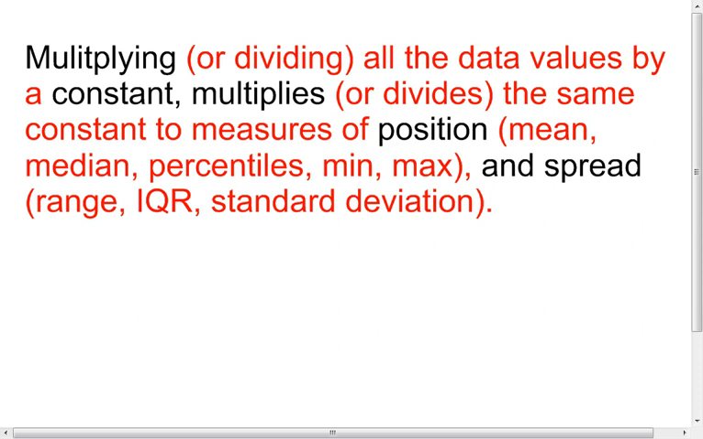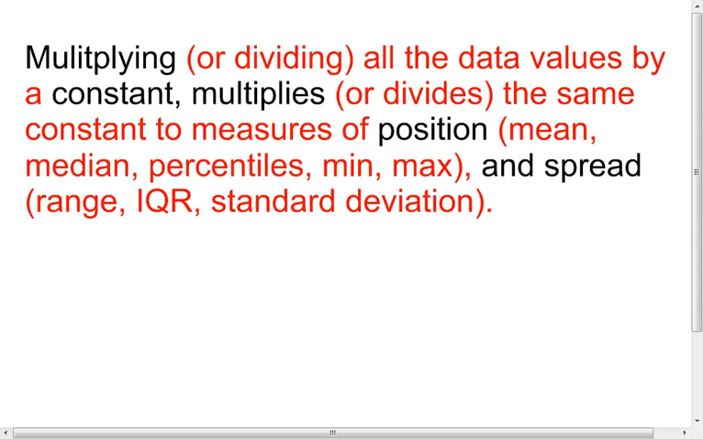So here we go. When we multiply or divide all the data values by a constant, it either multiplies or divides all the measures of position by that same constant. So when I multiply every number in the data set by 2.2, I'm going to need to multiply the original mean or the original median or the original percentiles, all of that, by 2.2, okay? When I multiply the original data set by 2.2, I also am going to have a 2.2 times bigger spread. So I would have a 2.2 times bigger standard deviation or IQR or range. Okay? So that's what's going to happen.